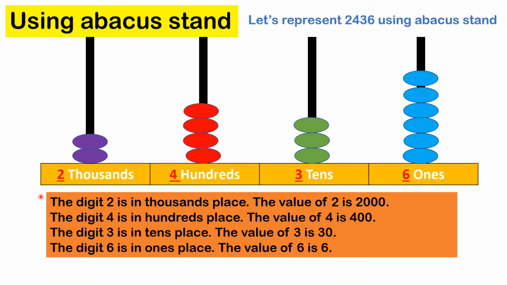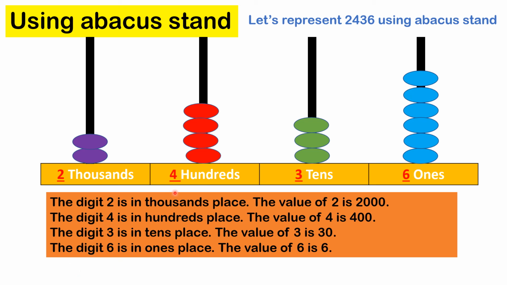So since we have 2,000, the value of 1,000 is 2. We have 2 purple beads here. The value of 100 is 4. So we have 4 red beads here. Followed by, in the tens, we have 3. So we have 3 green beads here. And lastly, in the group of ones, we have 6. So we have 6 blue beads here. This is how you represent it using abacus 10.